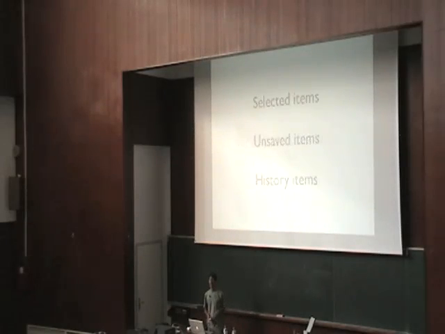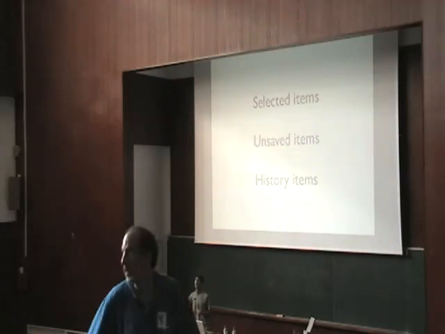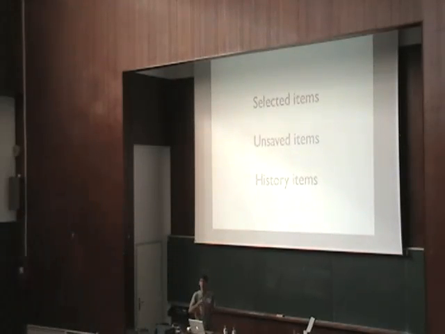What goes in the working set? Selected items, like your favorite items or selected items of the types which we have manually selected. Unsafe items, because if you are starting to do something about the code, obviously that's interesting. It should be in your working set. And historic items, that means recently browsed items.